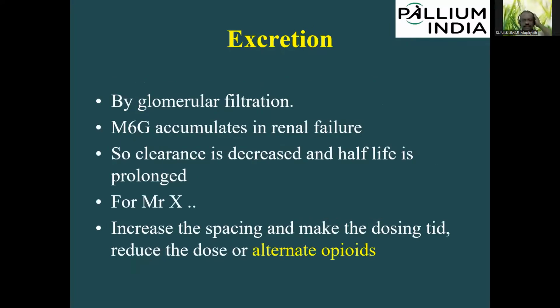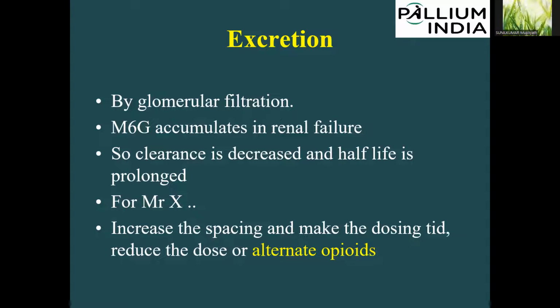How is morphine excreted from the body after metabolism? It is by glomerular filtration. So what happens in renal failure? The morphine 6-glucuronide and morphine accumulate in the body. So whatever you are giving is not excreted from the body. So it is getting accumulated. So it can produce neurotoxicity. So that's the reason for excessive drowsiness in this patient.